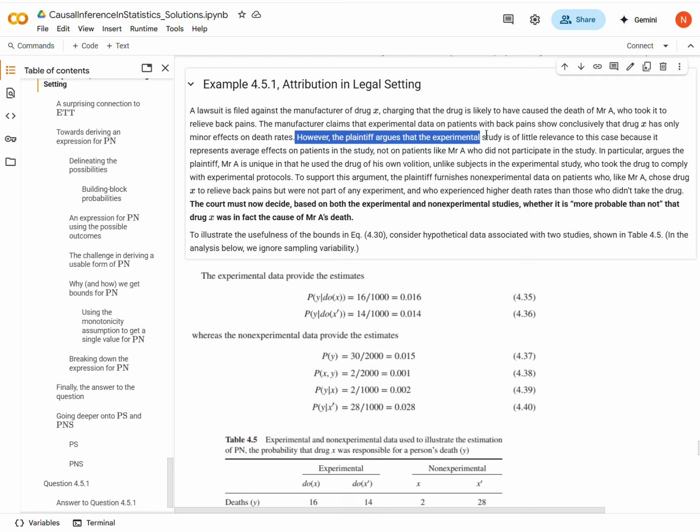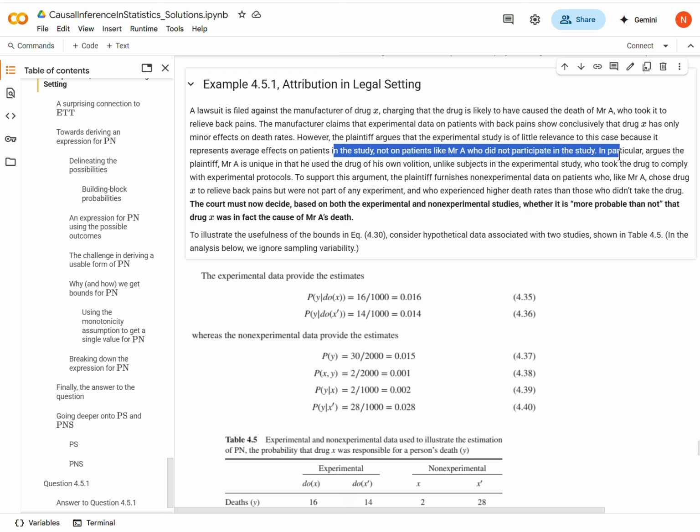However, the plaintiff argues that the experimental study is of little relevance in this case because it represents average effects of patients that participated in the study, not patients like Mr. A, who did not participate in the study. So in particular, the plaintiff is arguing that Mr. A is unique because he used the drug of his own volition. He was not randomized to take the drug, or was not prescribed the drug, I guess, unlike subjects in the experimental study who took the drug to comply with experimental protocols.